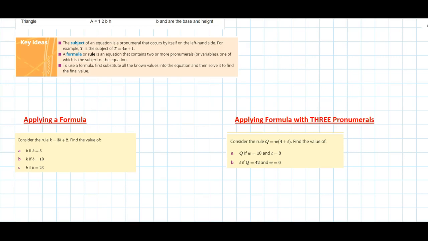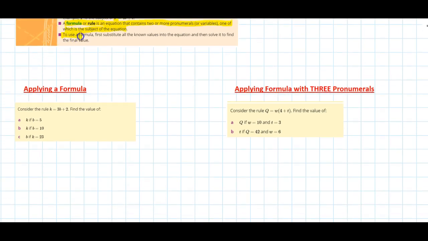Key ideas that you need to write down in your notes. The subject of an equation is a pronumeral that occurs by itself on the left-hand side. For example, t. So the subject of this equation is t. That's a pronumeral that appears by itself on the left-hand side. A formula or a rule is an equation that contains two or more pronumerals, one of which is the subject of the equation, which we've looked at previously. And to use a formula, first substitute all the known values into the equation and then solve it. So let's look at how we do that now.